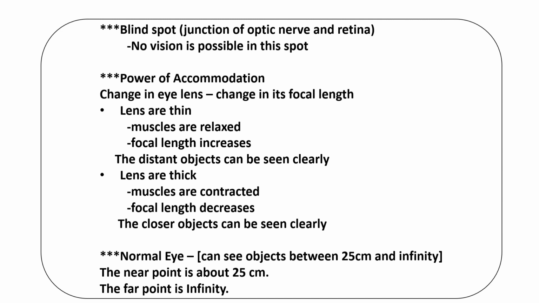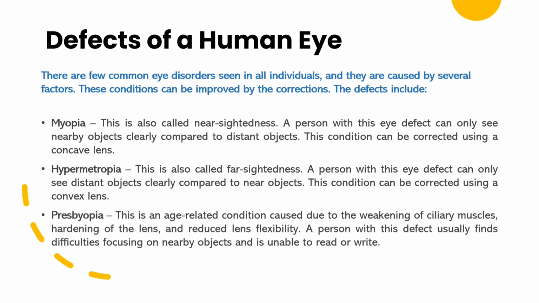For a normal eye, for a young adult, we can see objects between 25 centimeter and infinity. So here the near point is about 25 centimeter and the far point is infinity. So here we are going to see the topic defects of a human eye and their corrections.